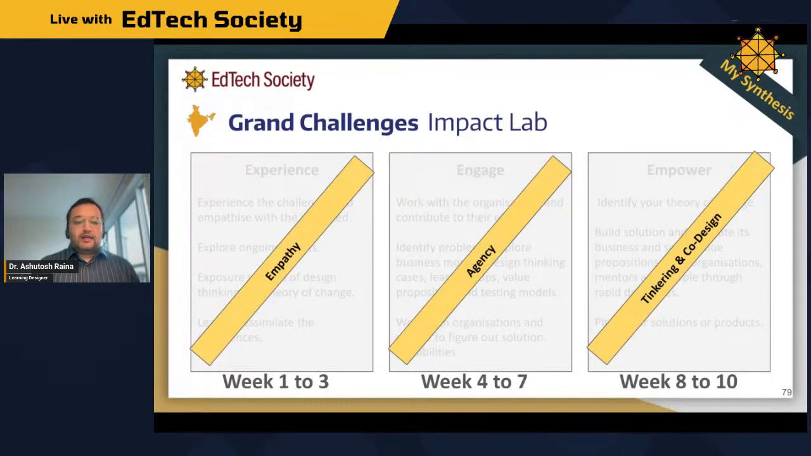If we look at it, basically in the first phase, they build empathy. In the second one, with this empathy, they are building their agency or belongingness to the problems as they go out with the different organizations, and they're trying to build and evolve their pitch or a solution through tinkering and co-design with the communities.